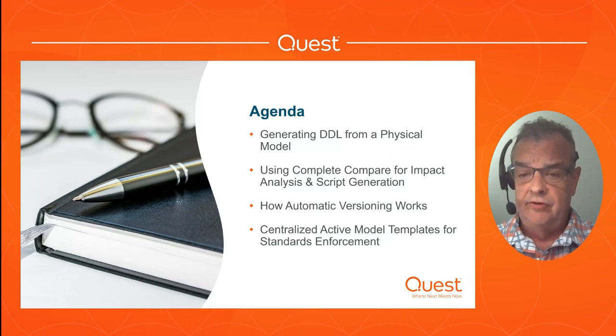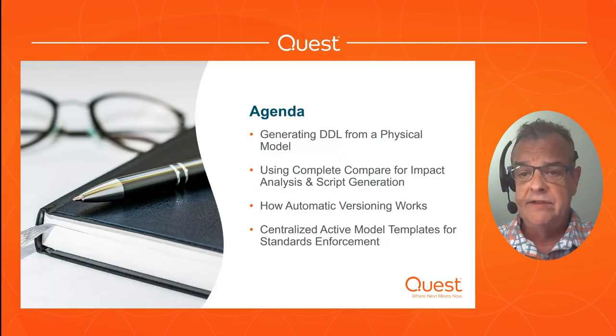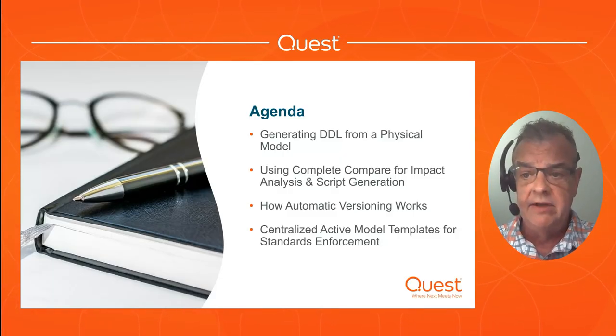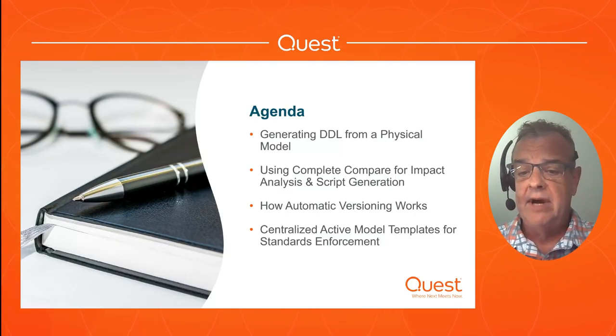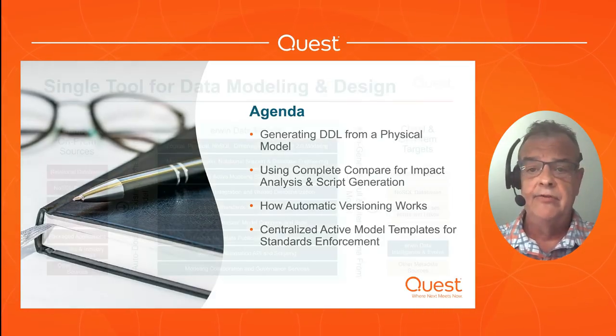model. And then we're going to show you how to generate the DDL correctly using impact analysis. We're going to look into how automatic versioning works in the workgroup. But again, we're not going to go into the detailed mechanics of that. And then we're going to talk about how we can centralize active model templates to enforce the standards. So we've discovered what we have, we've built a data dictionary, and now we're going to start developing.